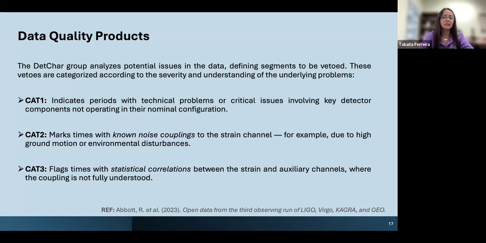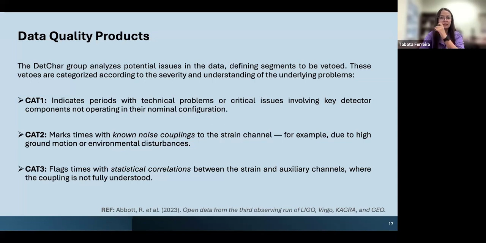And CAT 3, where we know that there are some statistical correlations between the strain and auxiliary channels, but we are not sure how this coupling is working. Sometimes we use information from Hveto, for example, where we know there is a correlation, but we have no idea why. And then we created this category.